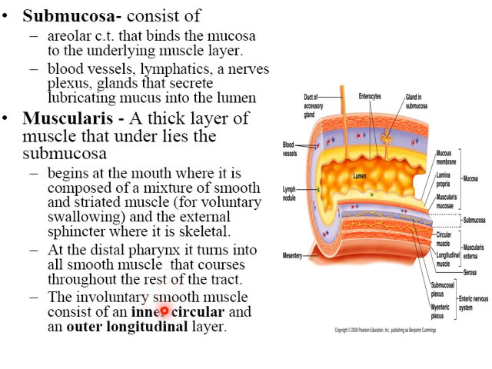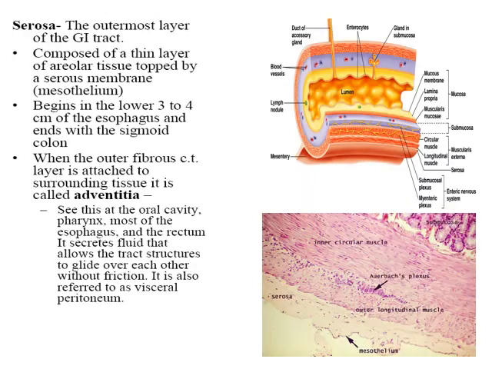Then we have the smooth muscle layer, and the smooth muscle is very important because all of the motor functions of the stomach and everywhere in the GI tract are usually brought about by the smooth muscle layer. It consists of an inner circular and outer longitudinal layer. And then we have the serosa, which is the outermost layer. It is composed mostly of a thin layer of areolar tissue topped by serous membrane, mesothelium. It begins in the lower 3 to 4 centimeters of the esophagus and ends up in the sigmoid.